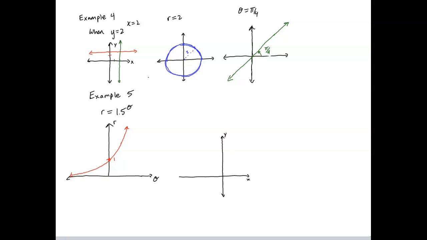And we'll focus on what's going on with r as theta increases. So when theta is 0, plugging it into that function, I have 1.5 to the 0. My radius is 1, right? And I want to think of this in terms of the origin being my pole. So if I rotate to angle 0, that's just the positive x-axis here, my radius should be 1. So I'll say that this is a radius of 1 here. I'm going to go out in that direction, positive 1.